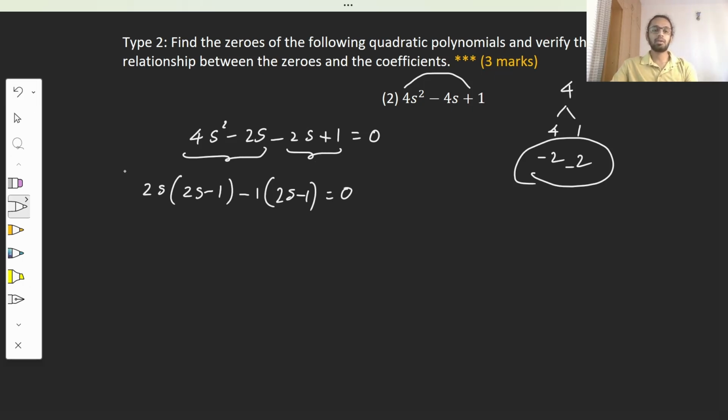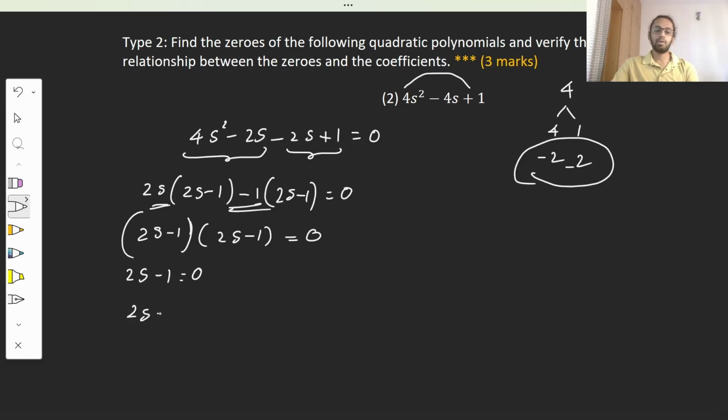After we do this, the one term that has been repeated, 2s minus 1, will be taken as common out, and the remaining term is also 2s minus 1, this one, 2s and minus 1, and then we equate it to 0. Now when we separate this, 2s minus 1 equals 0, we get 2s equals 1, s equals 1 by 2, and it is the same here as well. So we get the same answer again, that is s equals 1 by 2.